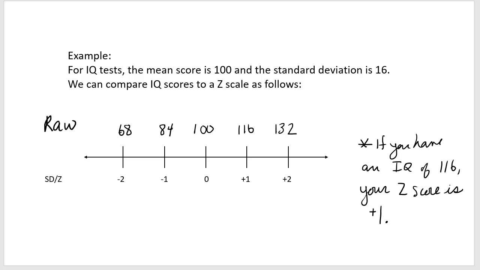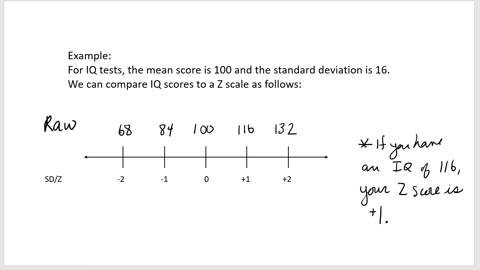So the raw score for IQs is 68, 84, 100, 116, and 132 on our raw scale, which according to our Z scale means that a score of 100 is our mean. It has a Z score of 0, meaning that the score of 100 is 0 standard deviations away from the mean. And that makes sense because 100 is the mean. The score that is 1 standard deviation above the mean is 116. We get that by adding the standard deviation of the IQ scores, which is 16, to our mean of 100. That gives us 116. That is equal to a standard deviation, or a Z increase, of positive 1.